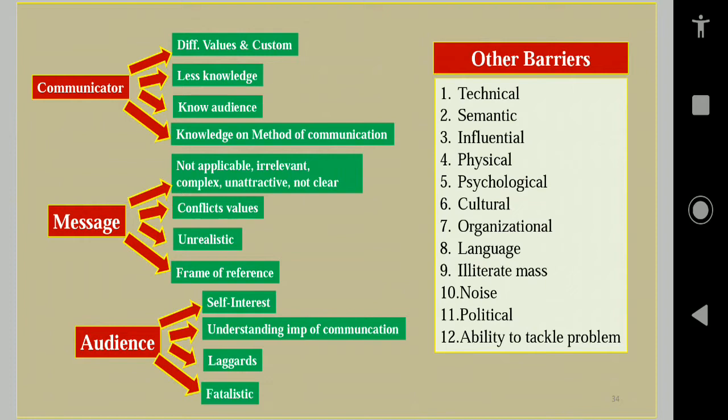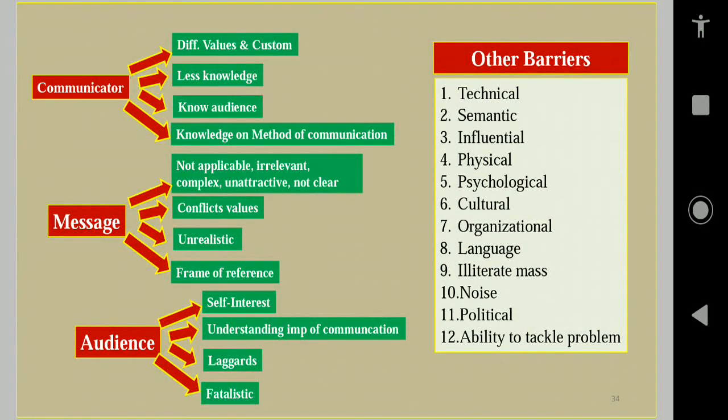Next, the third one is not knowing the audience: the lack of knowledge about people, their needs, interest and ability. If the communicator doesn't know the audience's needs, interests and ability, then there will be a barrier in communication also. And the fourth one is knowledge of the method of communication. If he has little knowledge of the method of communication, then there will be a problem.